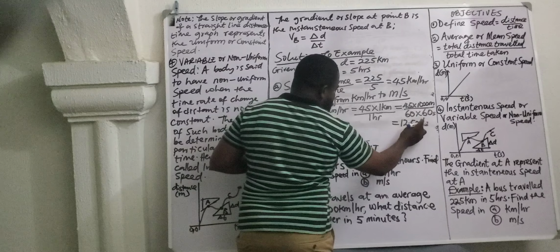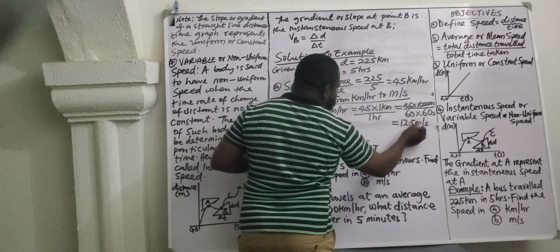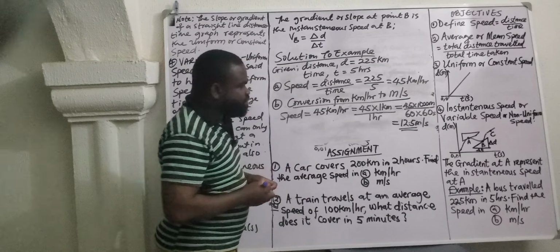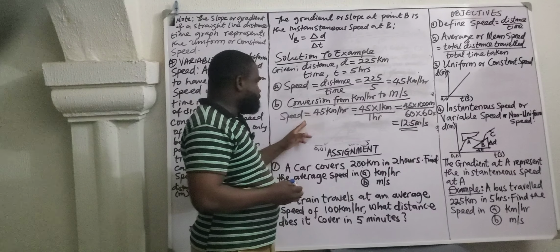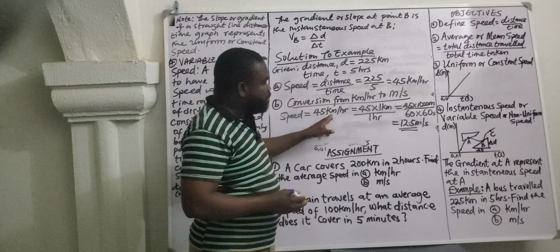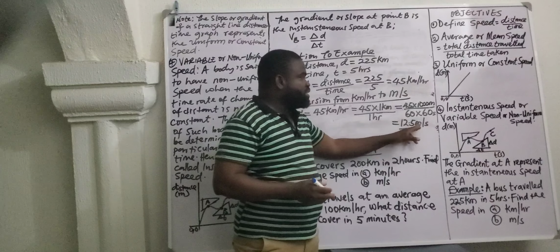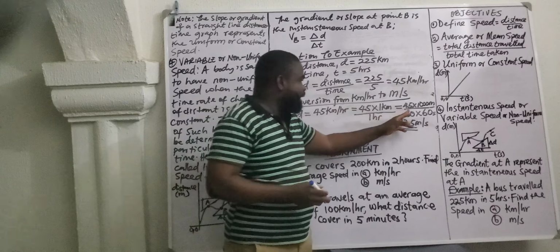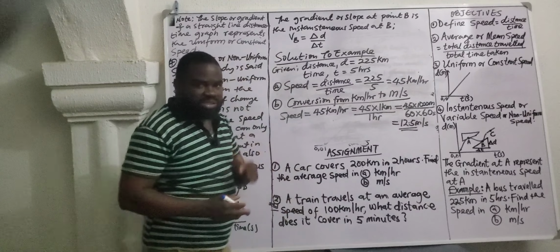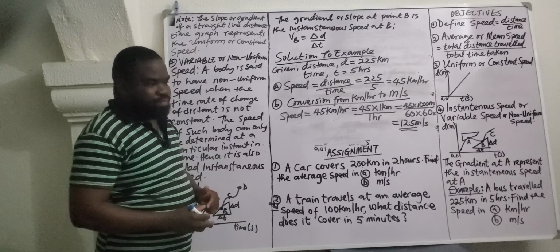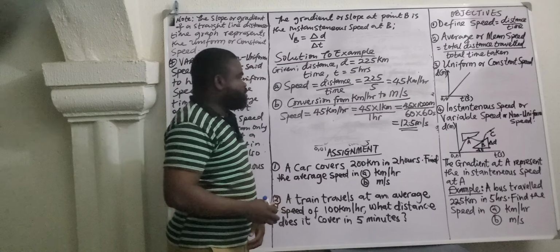You press your calculator, you have access to calculator. You have 12.5 meter per second. So I have converted the speed from kilometer per hour to meter per second by simply multiplying the value by 1,000 and dividing it by what? 60 times 60. I believe that point is noted.